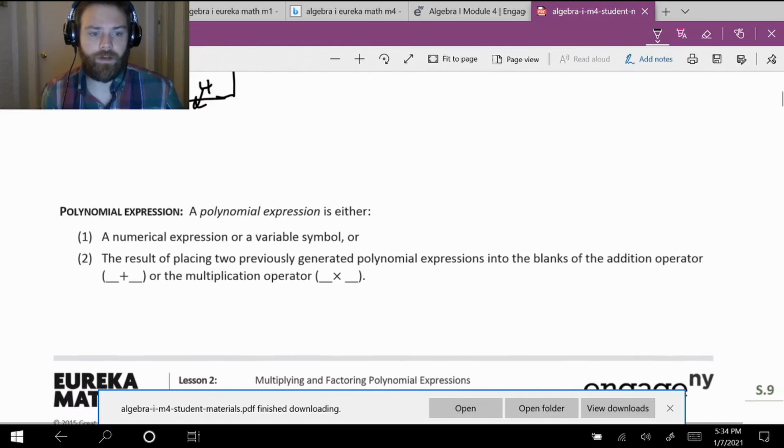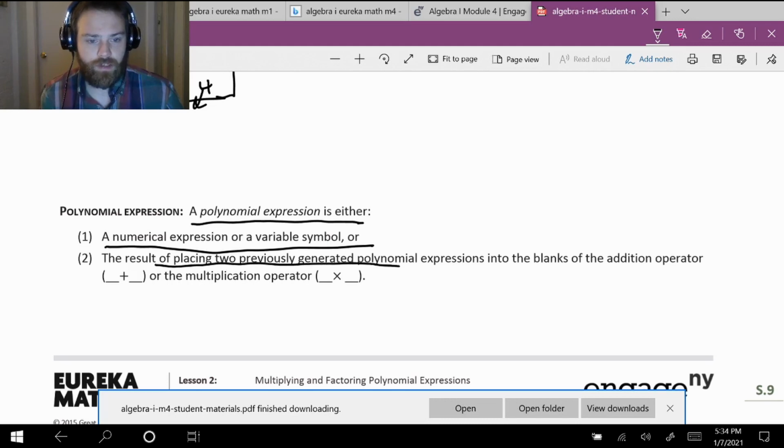So polynomial expression. A polynomial expression is either a numerical expression or variable symbol, or the result of placing two previously generated polynomial expressions into the blanks of the addition operator or the multiplication operator.